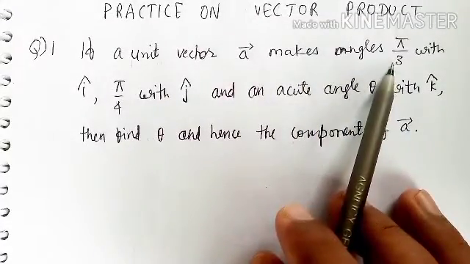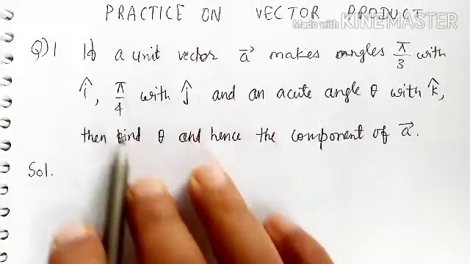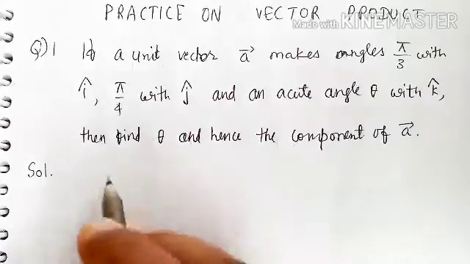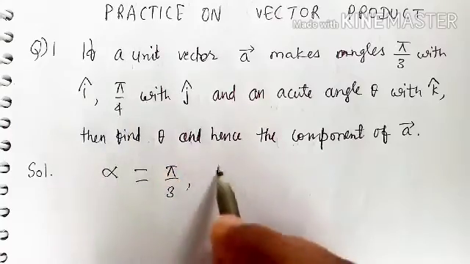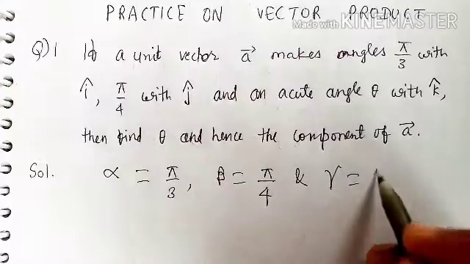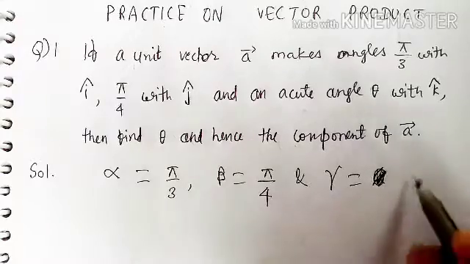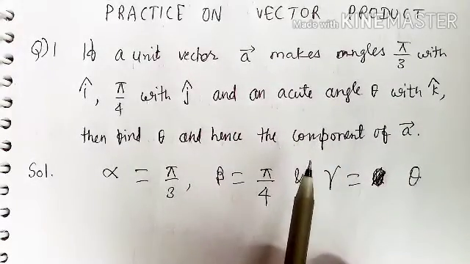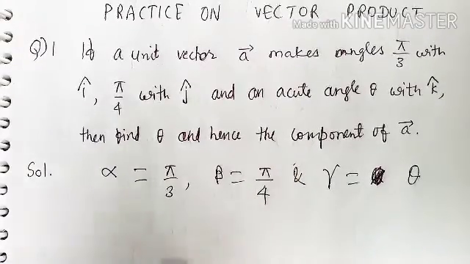We know that the angle made by a vector with i cap, that is the positive x-axis, is alpha. So alpha is pi by 3 and this is beta. Beta is pi by 4 and gamma is theta. Alpha, beta, gamma are the angles made by a vector with the positive x-axis, positive y-axis and positive z-axis respectively.